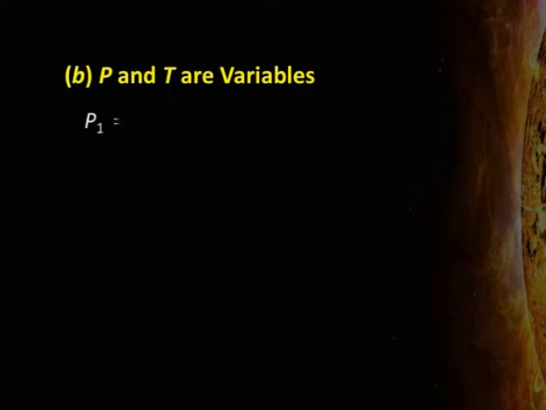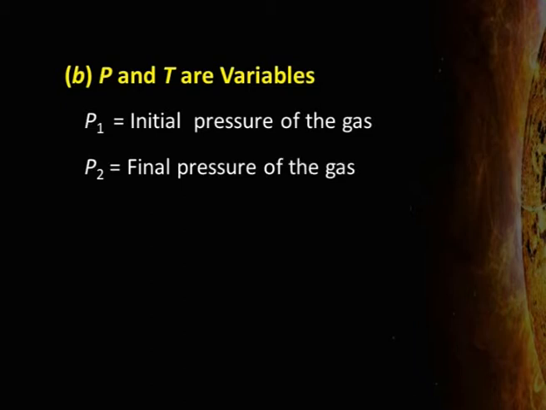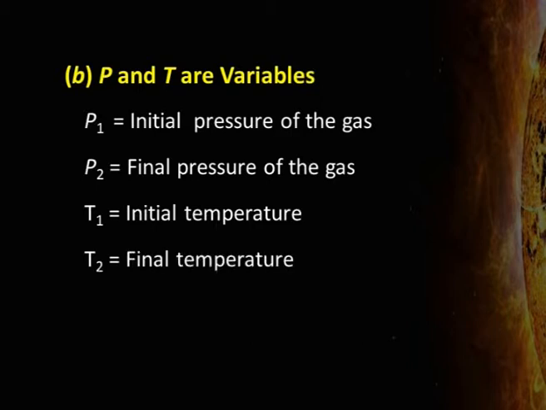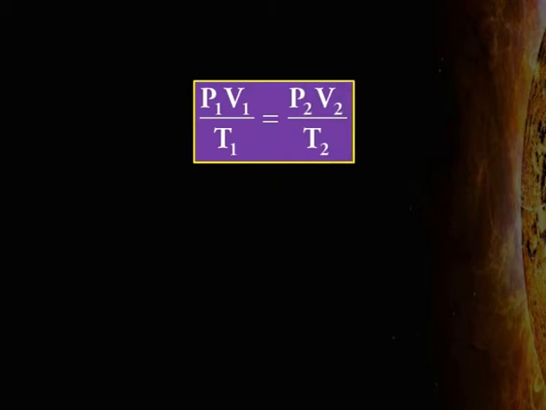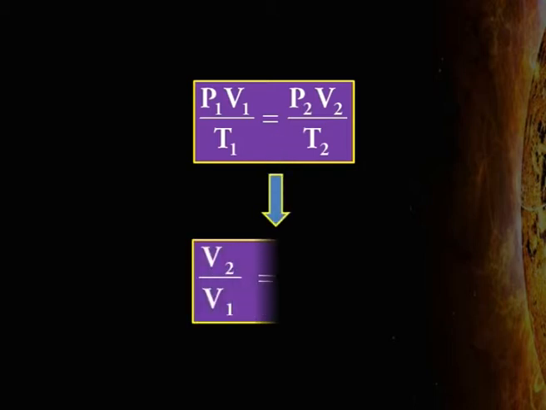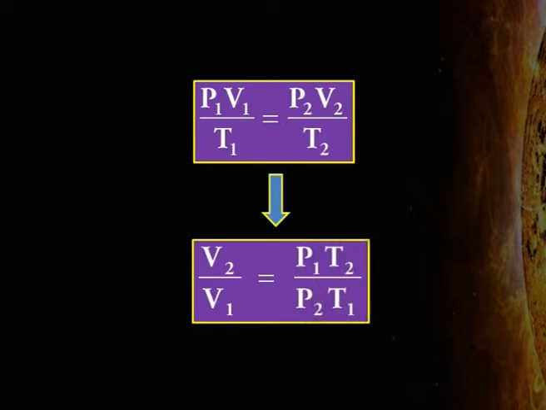Now, we will discuss the entropy change of an ideal gas when pressure and temperature are variables. Let P1 be the initial pressure of the gas, P2 the final pressure of the gas, T1 the initial temperature and T2 the final temperature. V1 is the initial volume and V2 is the final volume. Now, you know for constant amount of the gas, P1V1 upon T1 will be equal to P2V2 divided by T2. From this equation, we can have a value for V2 divided by V1, which is equal to P1T2 divided by P2T1.